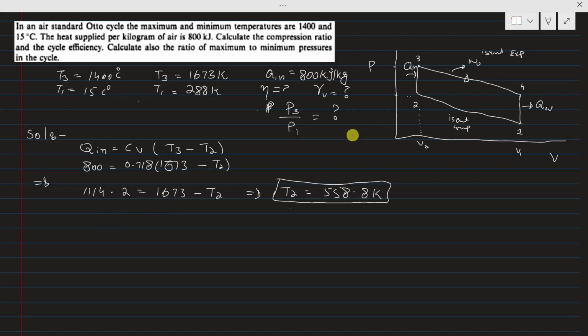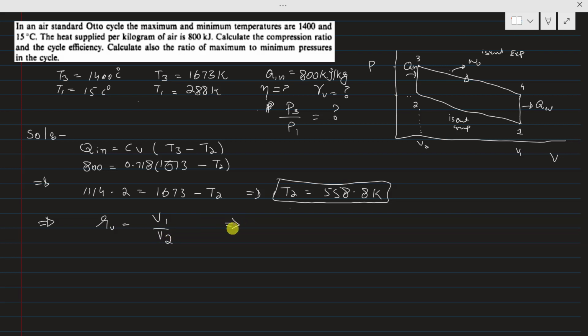At the temperature T1 is given and T2 has been calculated from this equation. So now if we apply the isentropic equations that correlate between temperature and volumes, then we can find the compression ratio, because the compression ratio is equal to maximum volume divided by minimum volume of the system or the cycle, you can say.